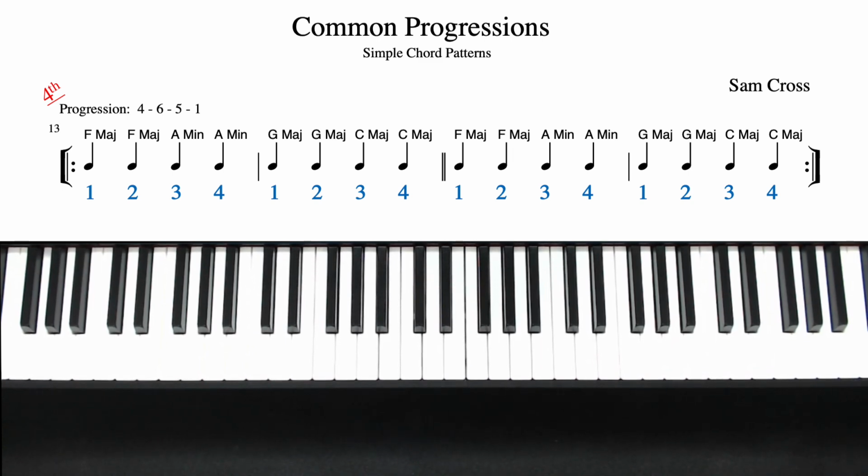So the next chord progression, the fourth one, is a 4-6-5-1 chord progression. So again, the 4 would be an F major, the 6 is an A minor, the 5 is a G major, and the 1 is a C major. Again, the 4 is an F major, the 6 is an A minor, the 5 is a G major, and the 1 is a C major.